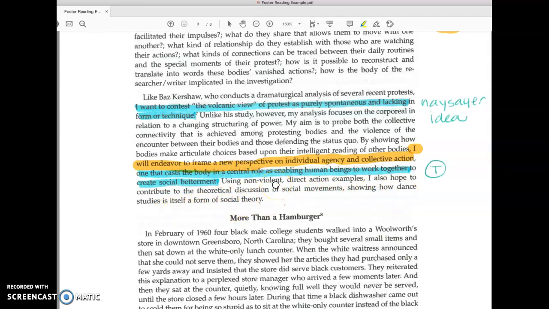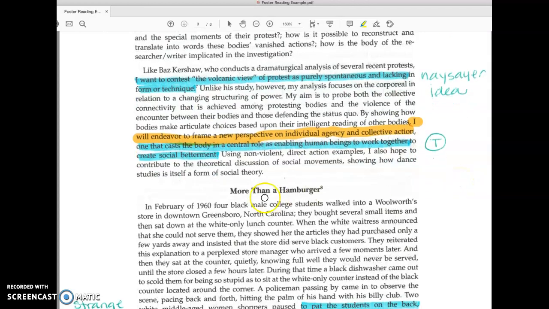Her thesis is in two parts. The first part, I believe, is most relevant to our inquiry. The second part is her showing why this argument is relevant to dance studies and the discipline at large. I'm not worried about you guys learning that at the moment. Again, I put the T next to it to remind myself to look back because she has a thesis moment here. And then I'm going to assume that she's going to move on.